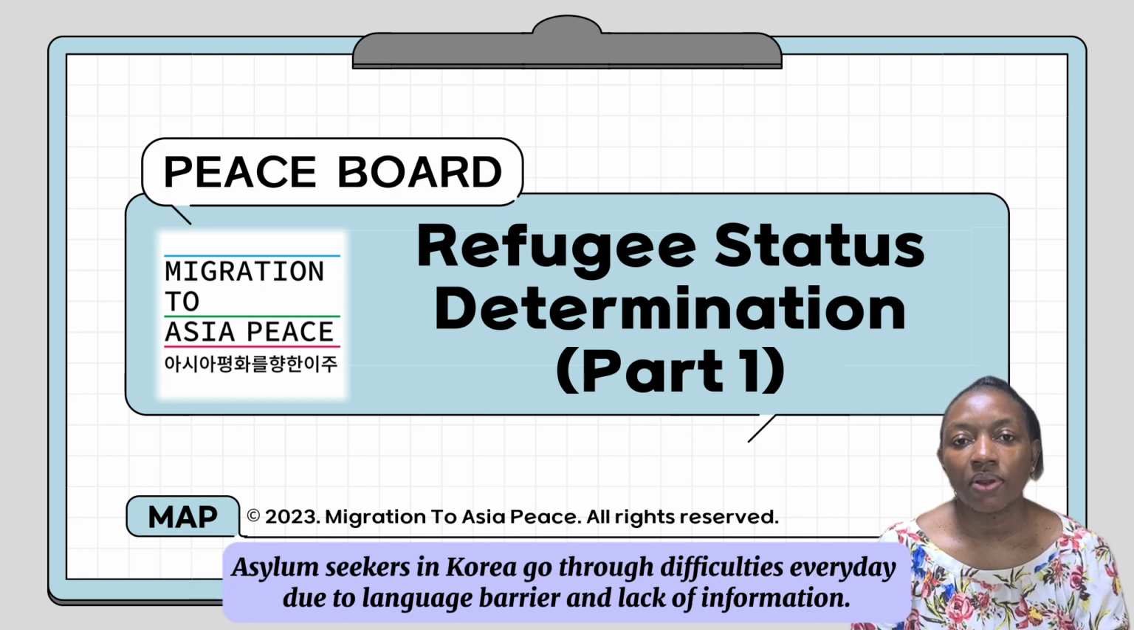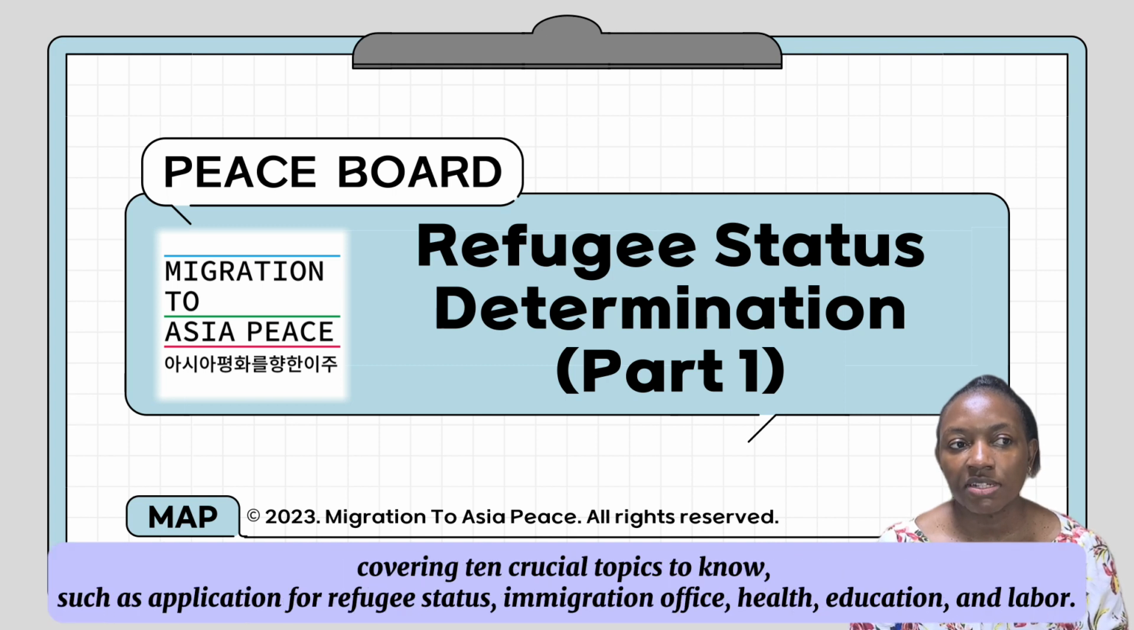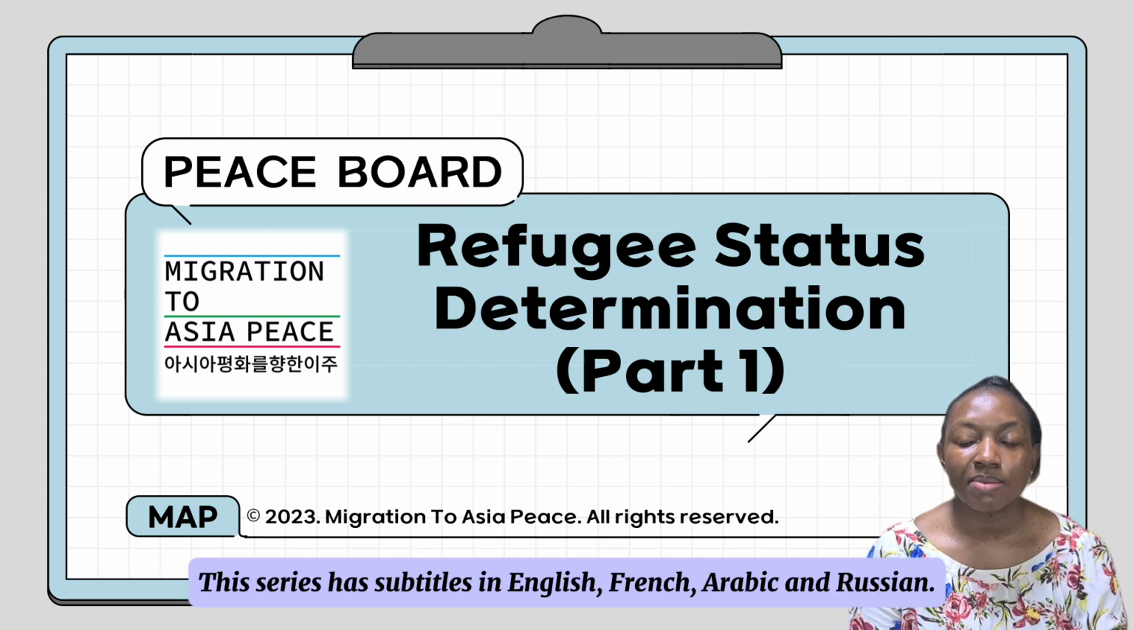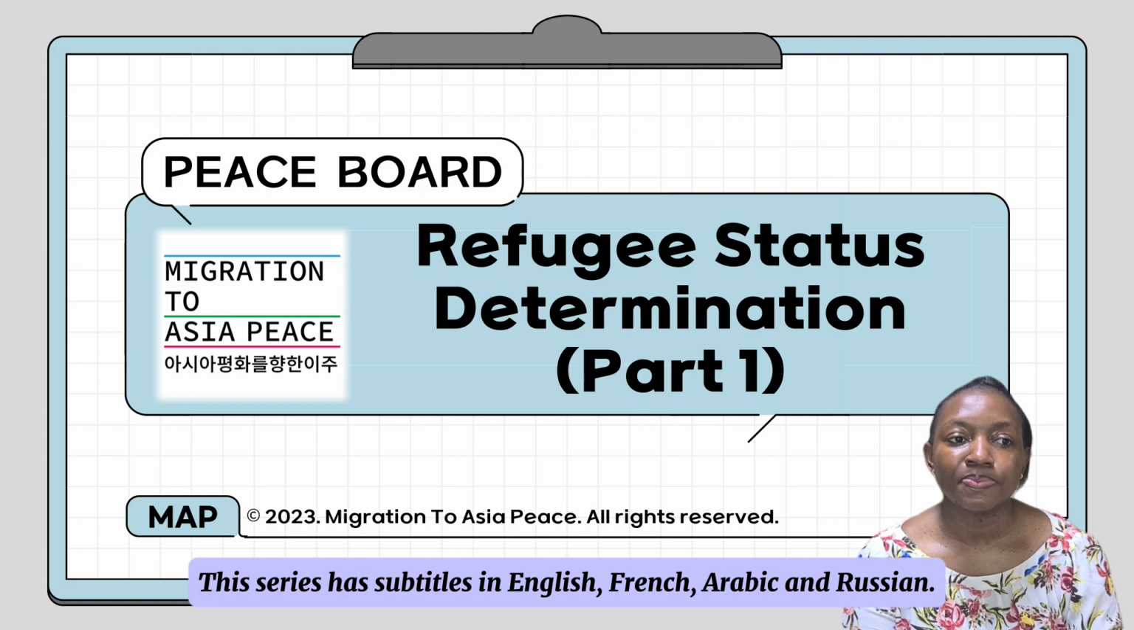Asylum seekers in Korea go through difficulties due to language barrier and lack of information. The Peace Board project aims to support asylum seekers to overcome such difficulties and get on with everyday life in safety, covering 10 crucial topics to know, such as application for refugee status, immigration office, health, education and labor. The series has subtitles in English, French, Arabic, and Russian.